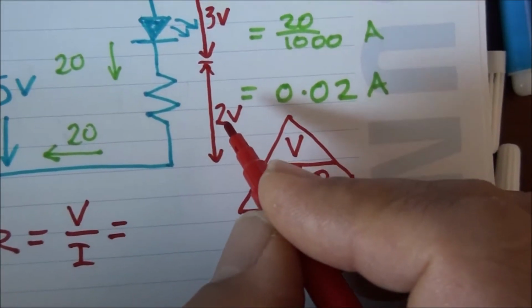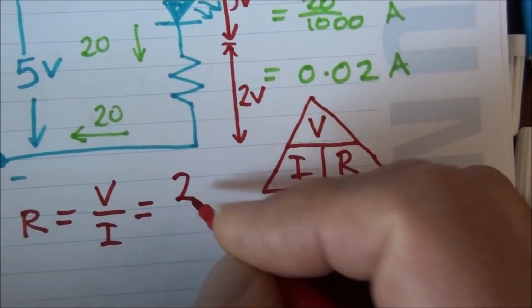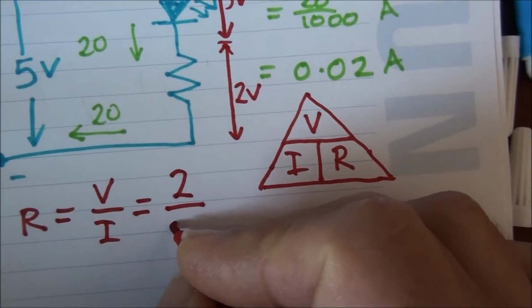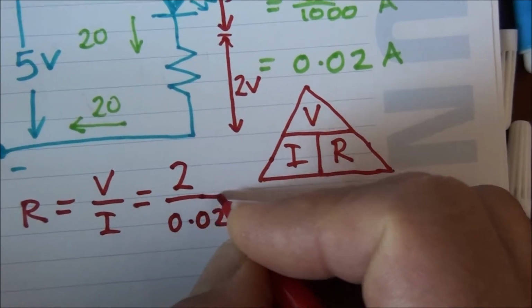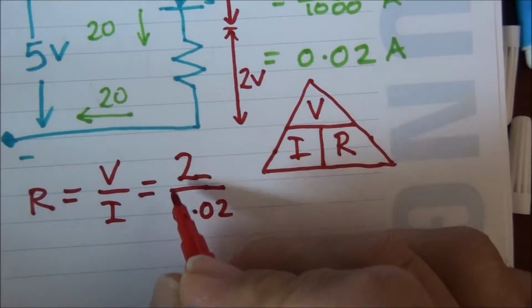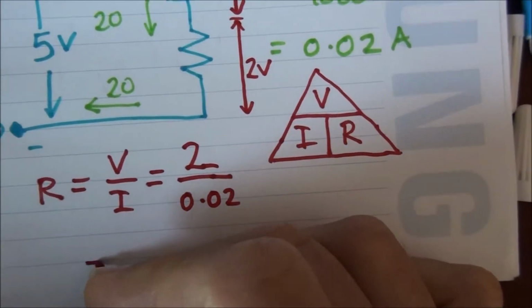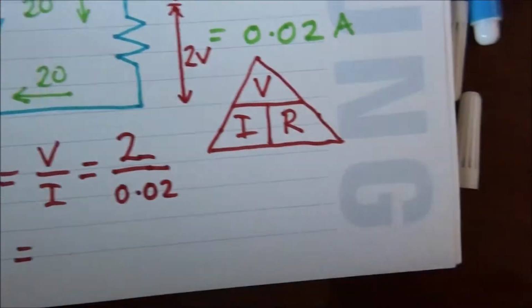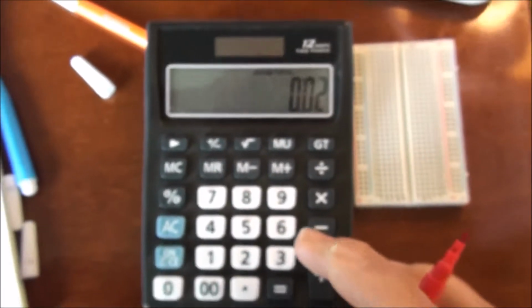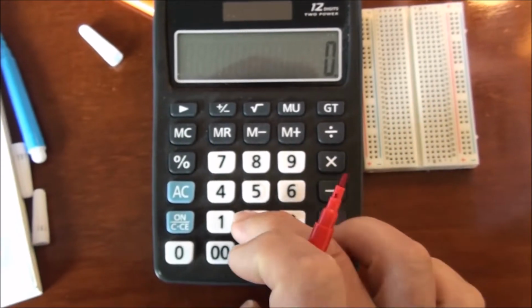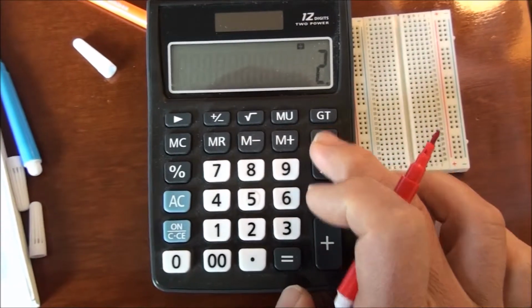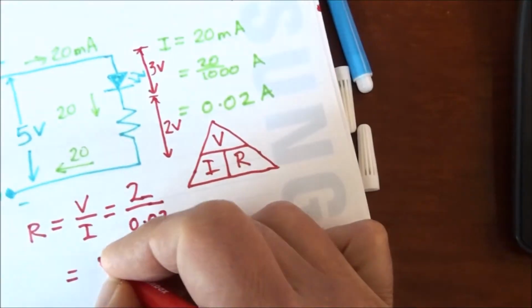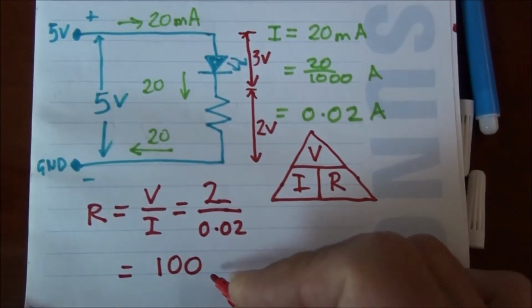Put the values into the equation. V is 2 volts in the resistor, divided by the current, which we worked out. And remember, all the units have to be in standard units, not milliamps. It has to be in amps and volts and so on. As you can see, without even using a calculator, we know that this is 100th of that, but let's do it anyway on the calculator. Clear, 2 divided by 0.02 equals 100. So 100 ohms is the result.